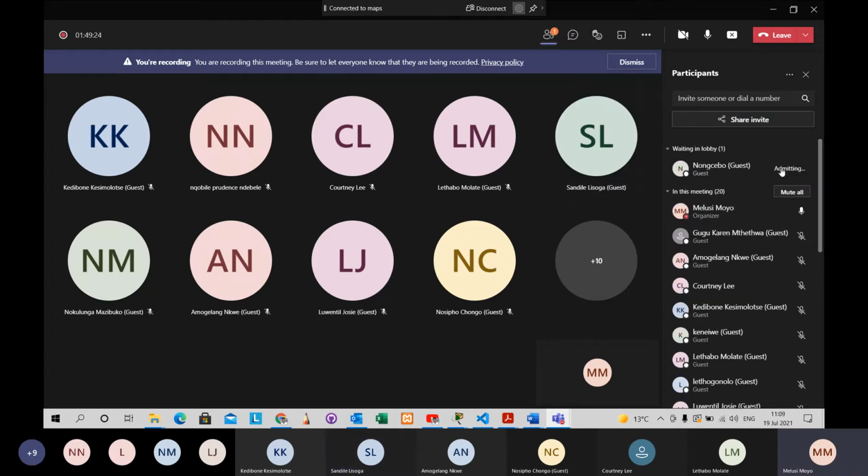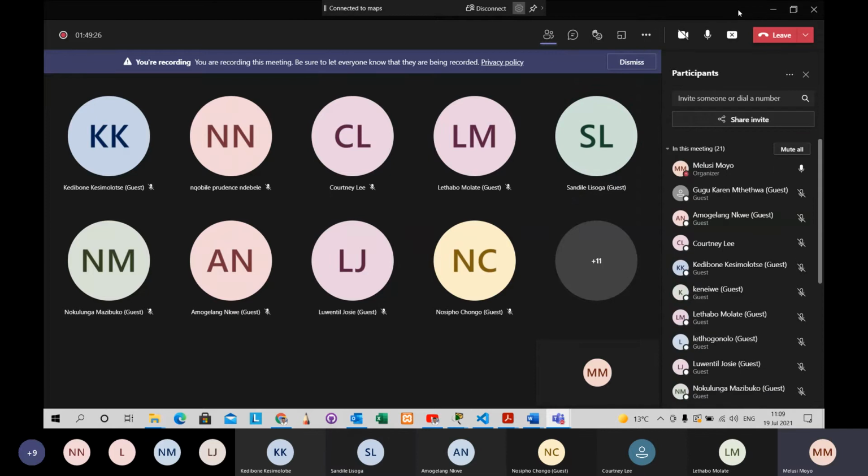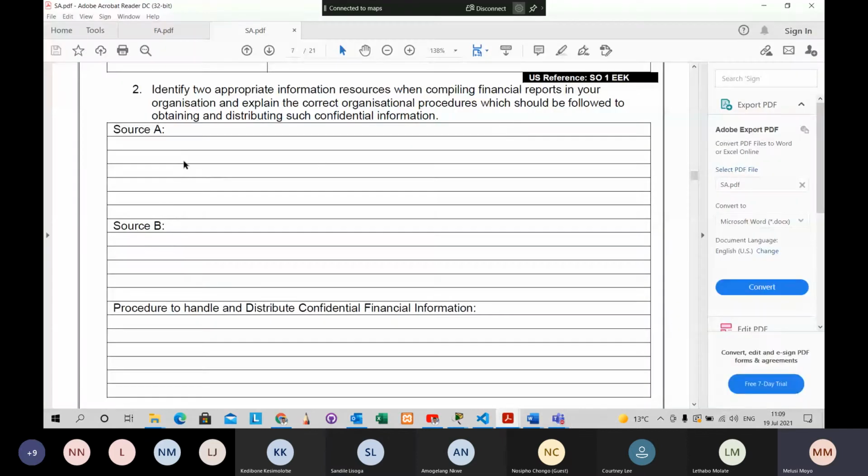All right, so you look at the sources. We say source A might be accounting, the finances, whatever it is. And then look at the policy and procedure. Just check online or ask any organization what's the policy and procedure when it comes to protecting that specific information. So the procedure to handle and distribute confidential financial information, then you specify down here what is the procedure to handle that.